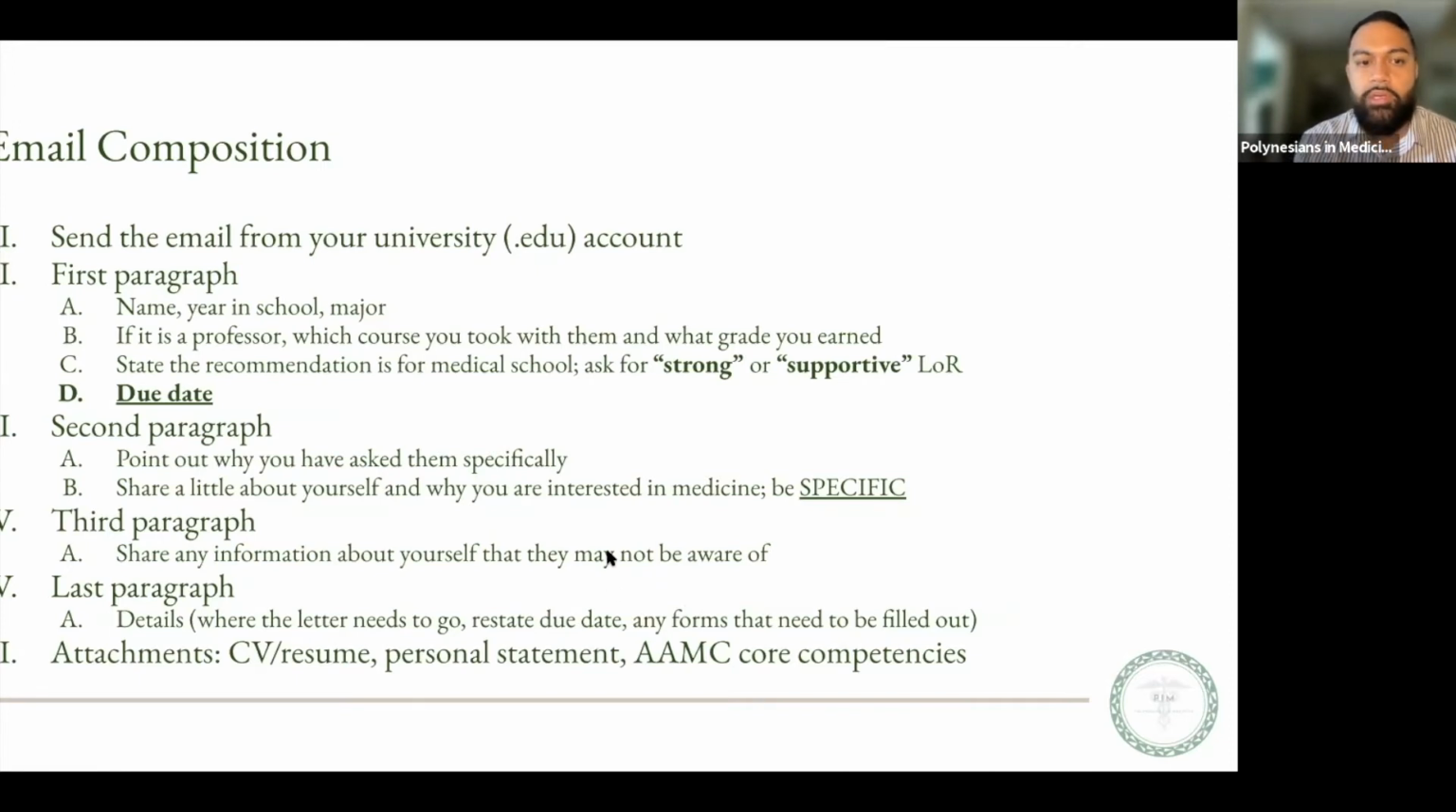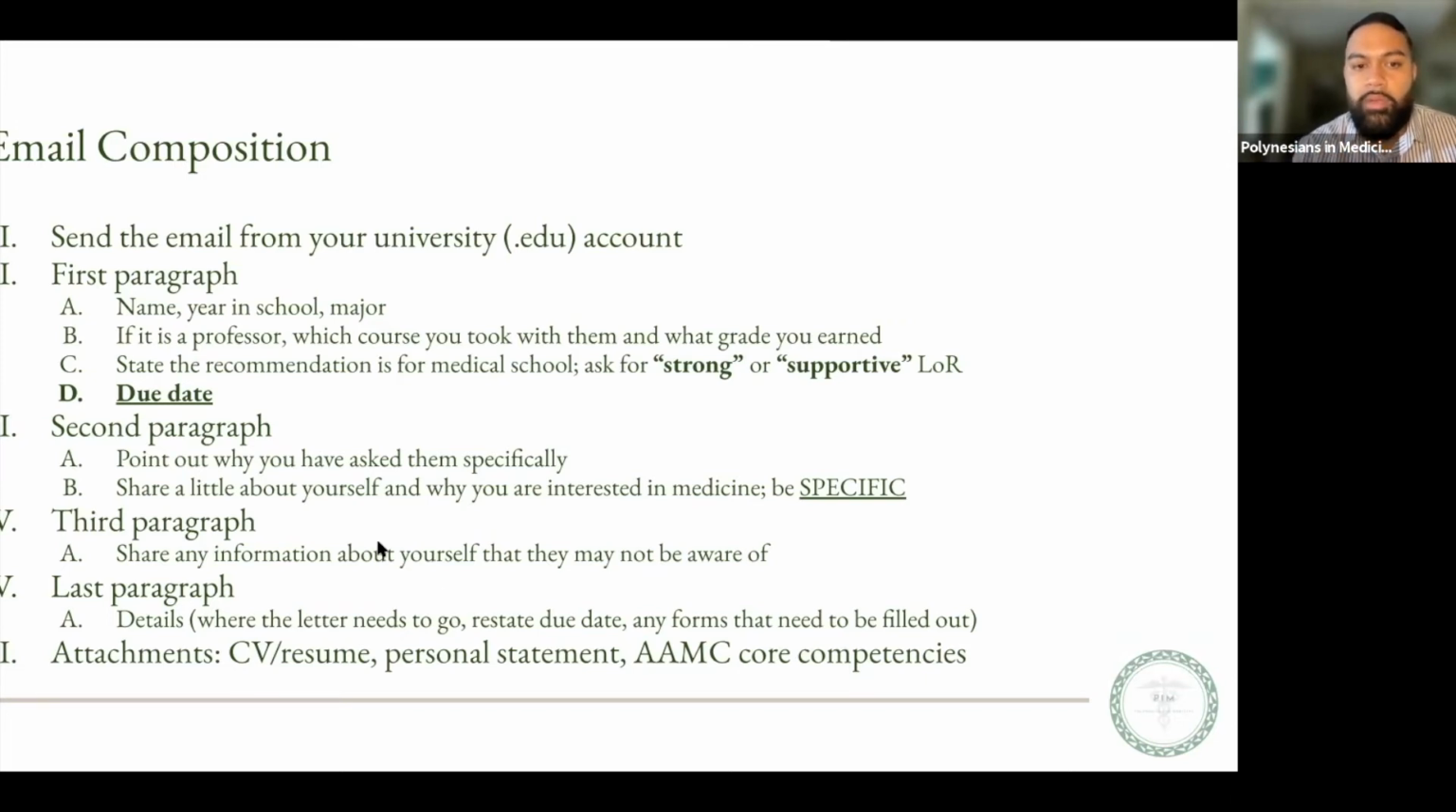Other things you'll want to include is to ask them specifically why you're requesting one from them. For science letters, sometimes it's hard because the courses are a lot bigger, but maybe you went to office hours, or maybe they had a special honors course where you had to do a little bit more work, but that was an opportunity for you to get to know them a little bit better. It just helps paint a better picture of your relationship and why you're asking them specifically.